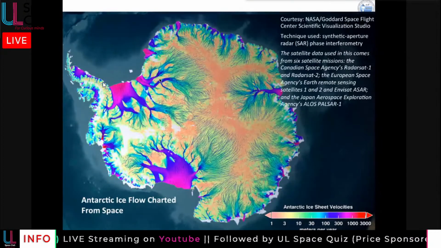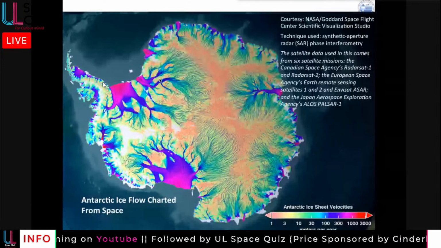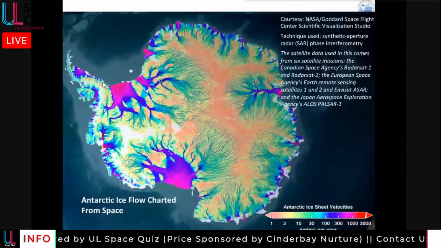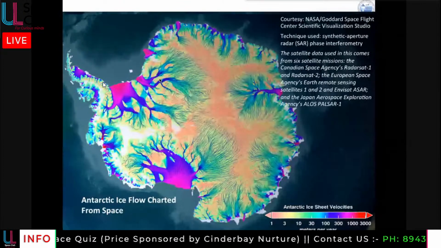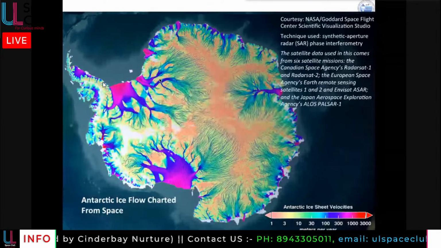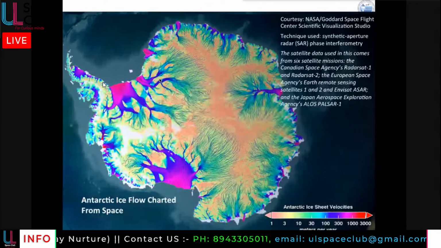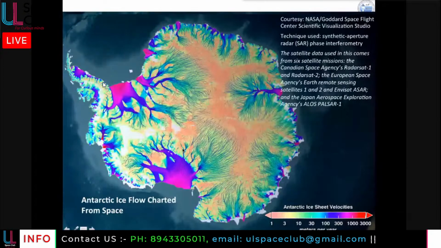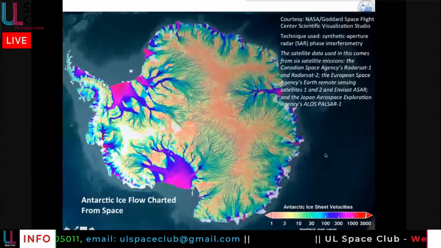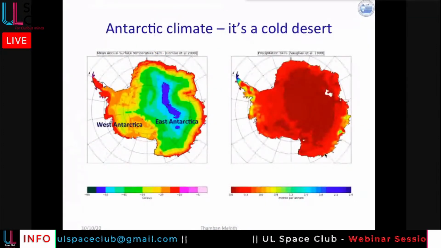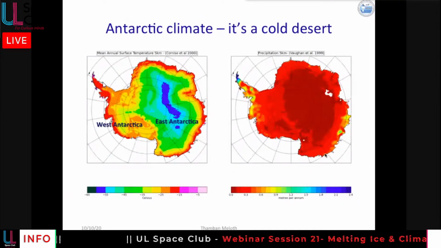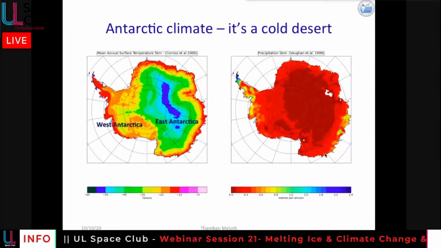But as the amount of ketchup increases, it needs to flow because it's a viscous medium. Exactly on similar terms, ice is something like that. As the ice thickness keeps increasing, it needs to find a mechanism to reduce that stress. So it starts moving to places where there is less stress, toward the ocean. The surrounding areas have the ocean, so ultimately this ice tries to reach the ocean. Okay, so if you look at the Antarctic climate, as I told, it's a cold desert. When I say cold, I'm talking about temperature.